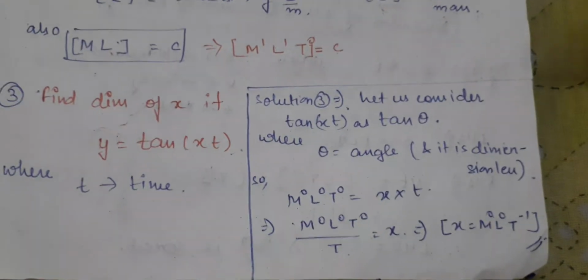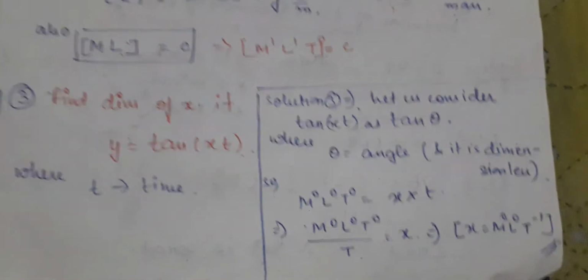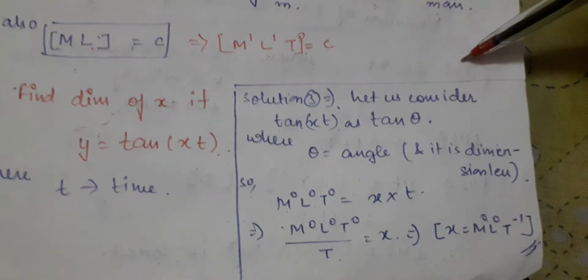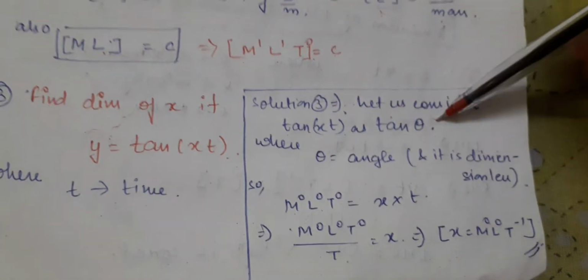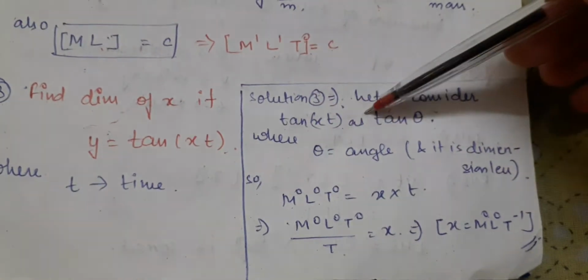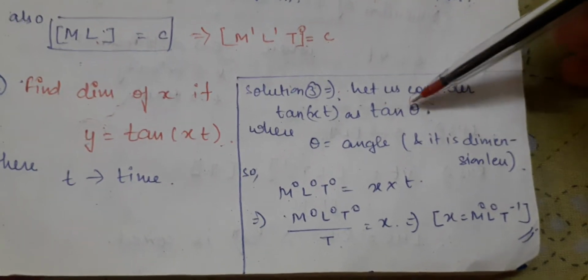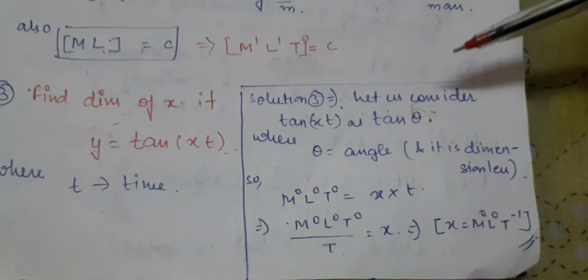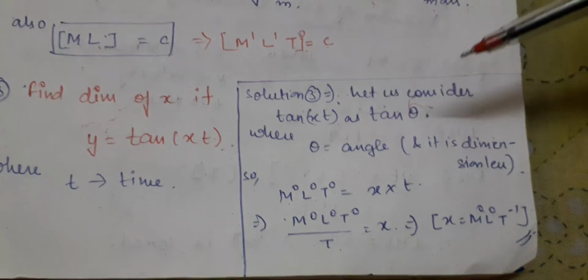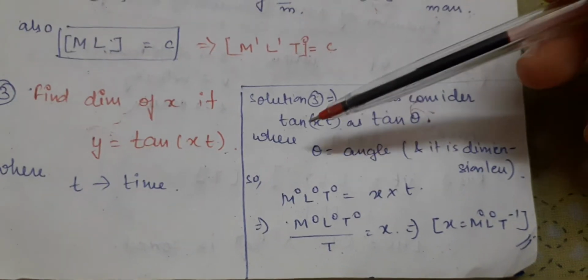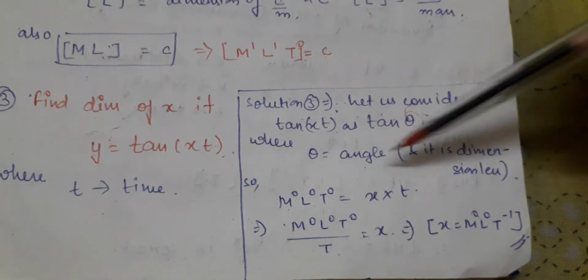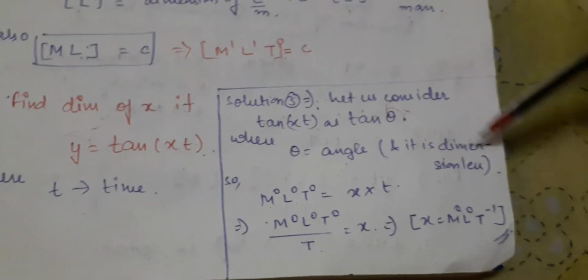Now the question is very easy. Let us consider tan(xt) as tan theta, means we are considering theta = xt. Suppose theta is the argument of a trigonometric function. Now theta is an angle and it is dimensionless.